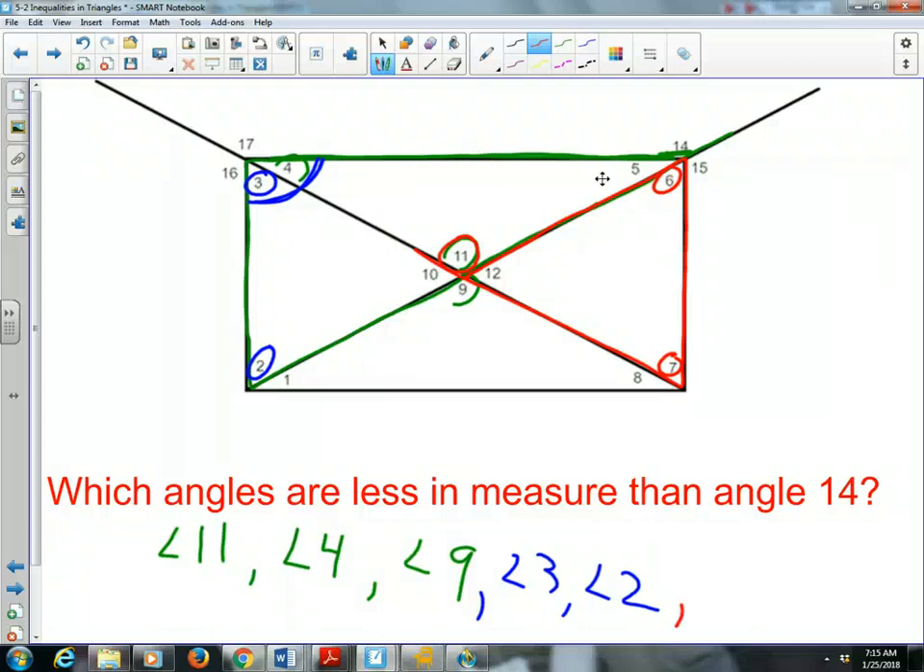So those are our last 2 angles for this one, angle 6 and angle 7. There might be others if we took a protractor and measured it, but these are all the angles that we know because of the remote exterior inequality angle theorem. So let's try one more with this.